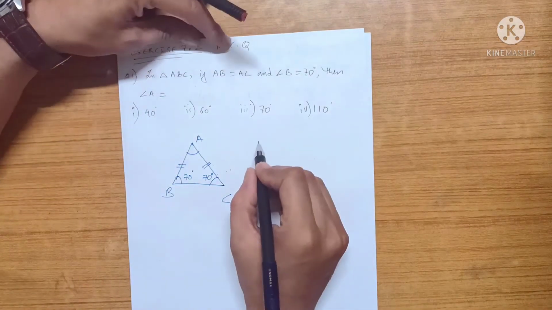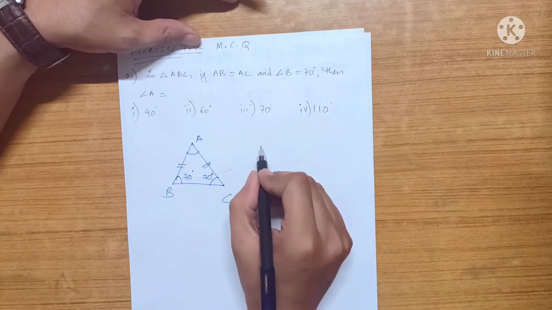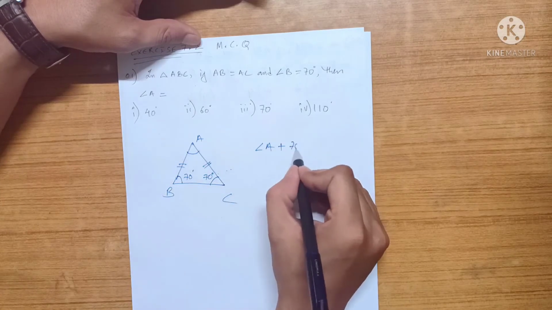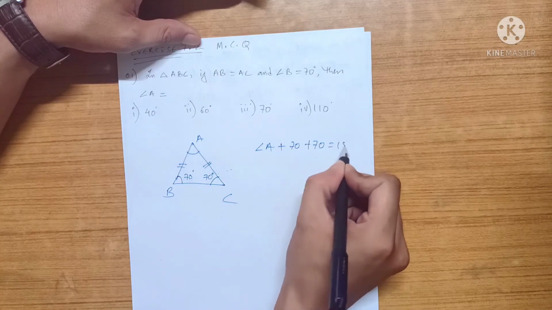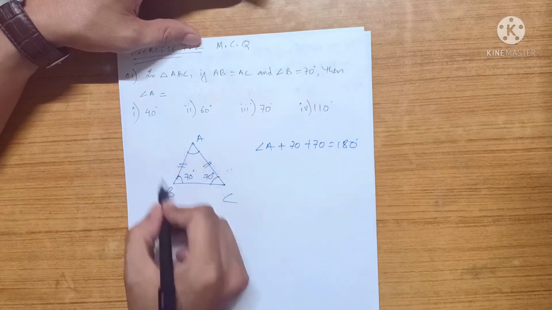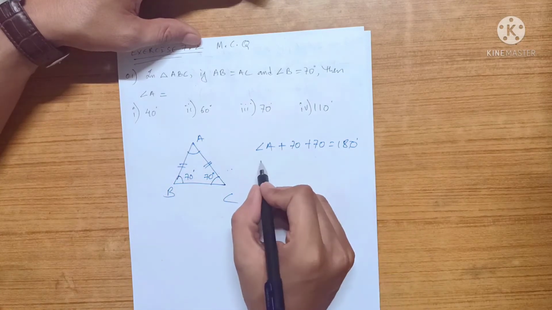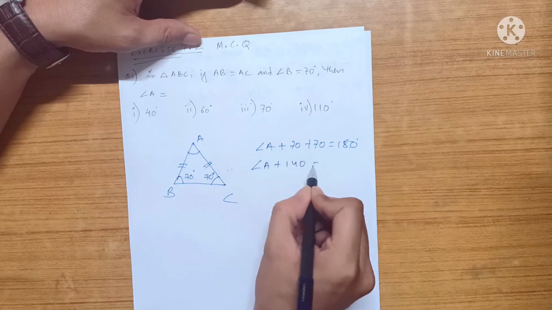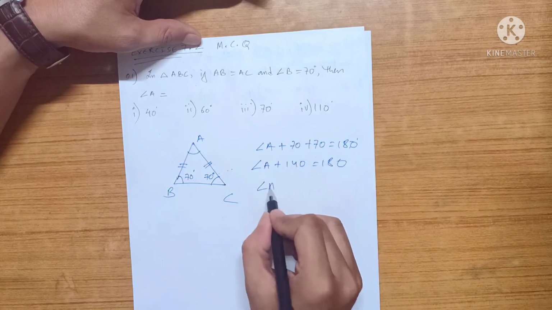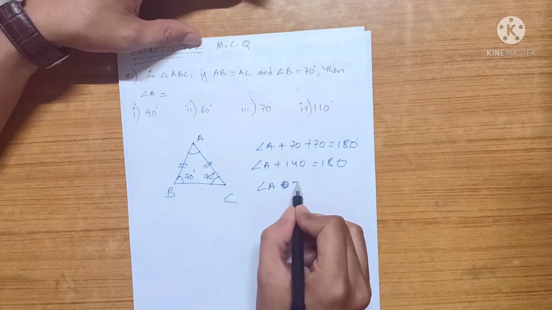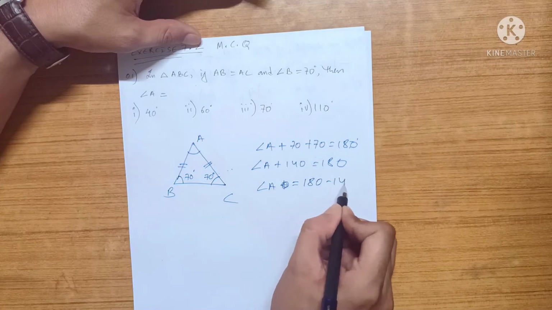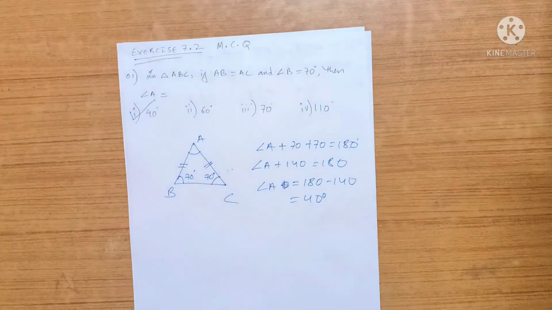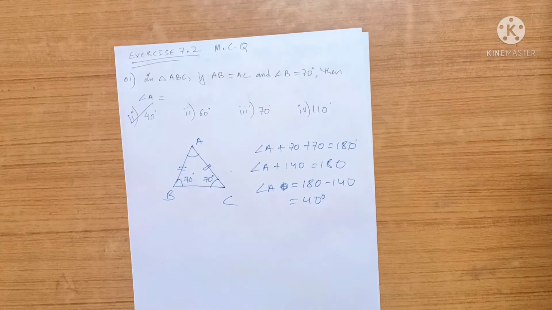By the angle sum property, we can say that angle A, which we don't know, plus 70 plus 70 equals 180 degrees, because in a triangle the sum of the three angles is always 180 degrees. So angle A plus 140 equals 180. Angle A equals 180 minus 140, which is 40. So 40 is the correct answer. Done. Got it? Let's try the next question.